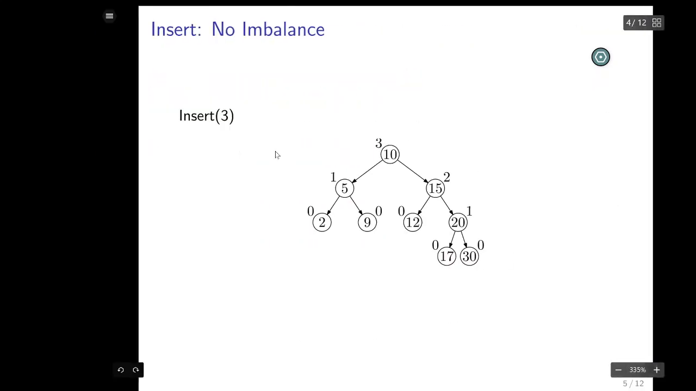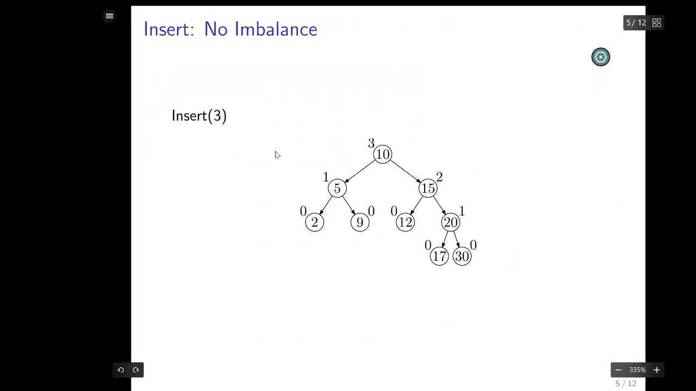Okay, let's do an example. Let's insert 3 into this tree. We take 3 as the key. We compare 3 against 10. It's smaller, so we go to the left. You guys know how to do binary tree insertion, right? Compare it against 5. It's smaller, you go to the left. Compare it against 2. It's larger, you go to the right. It gets added here.